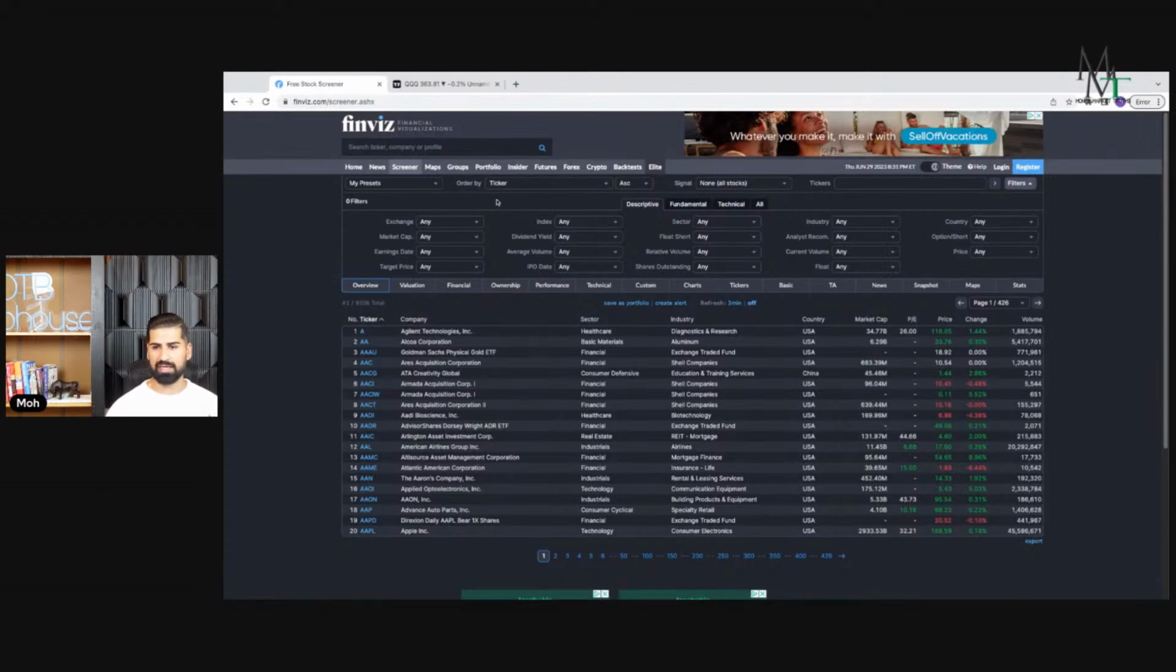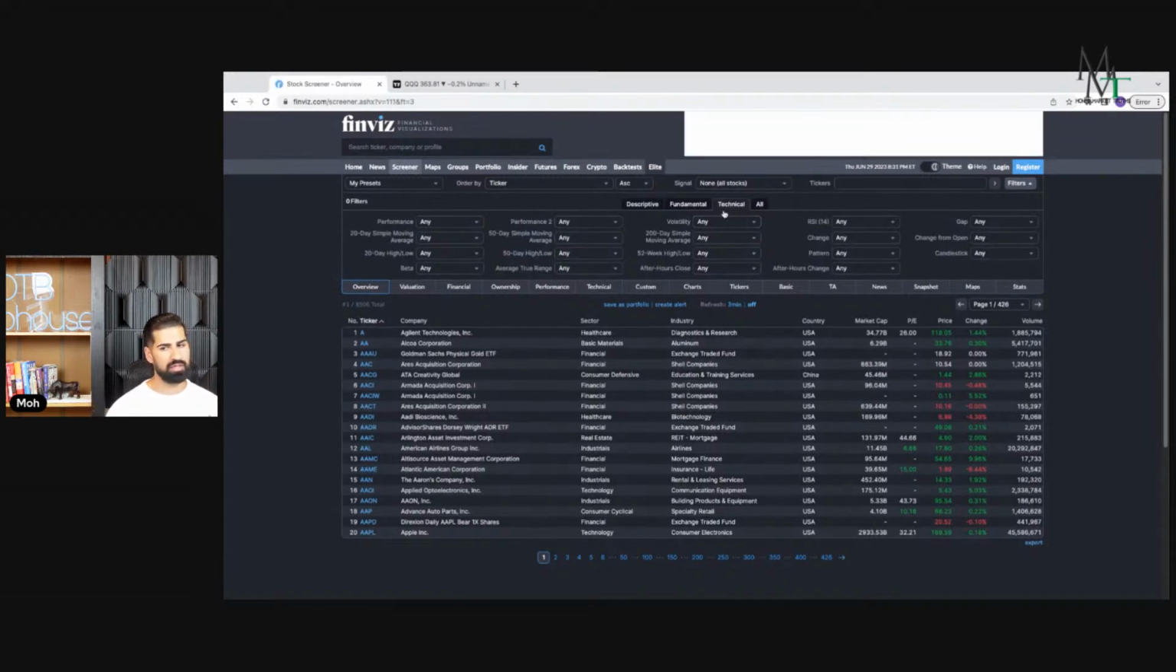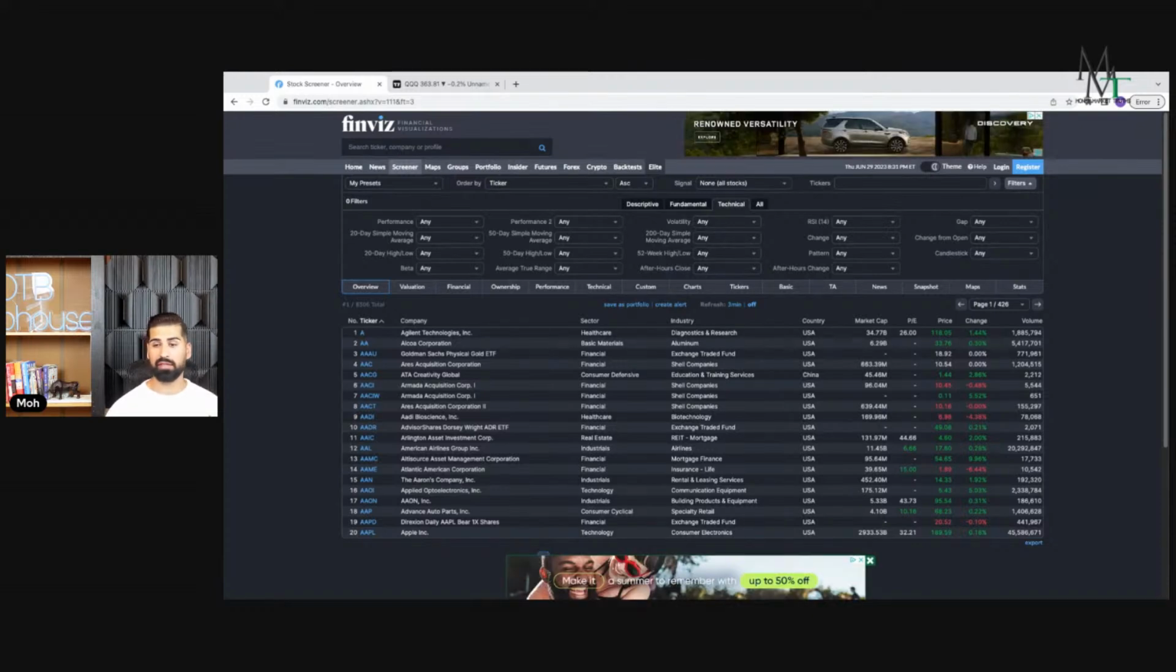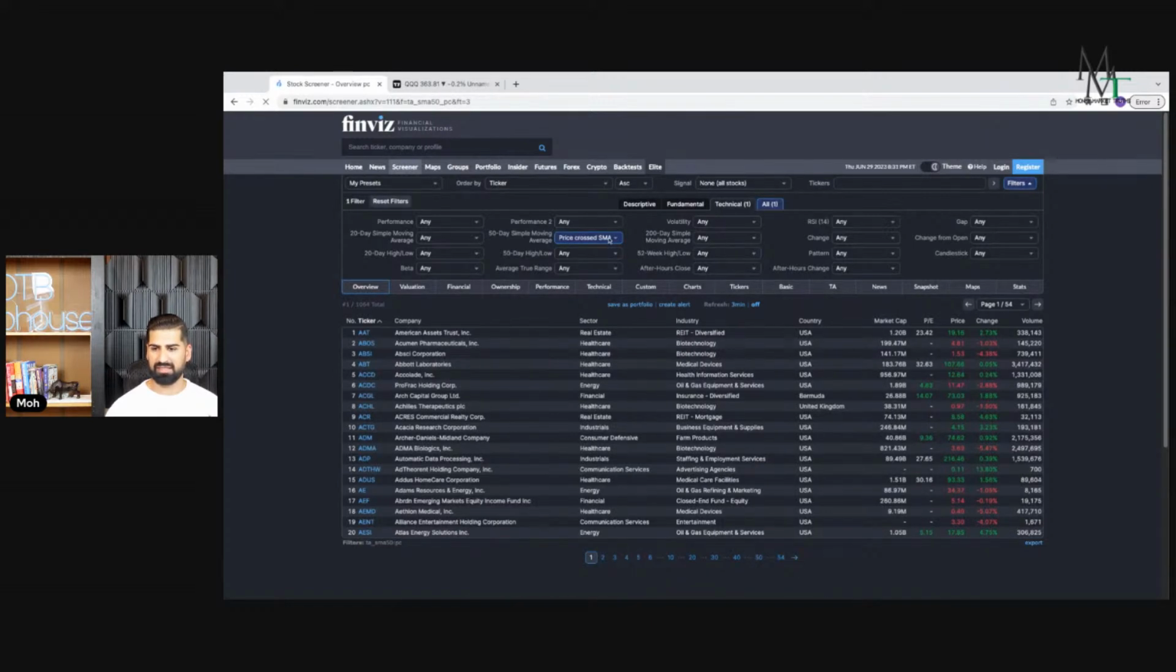So the first thing I do is go on technical. I only change 2 things. To filter the stock, I only do one thing, and that is I look for anything that's crossing the 50 moving average. Not above, not below. There should be one here that says crossing. So price crossed SMA 50, and that's literally all I do.